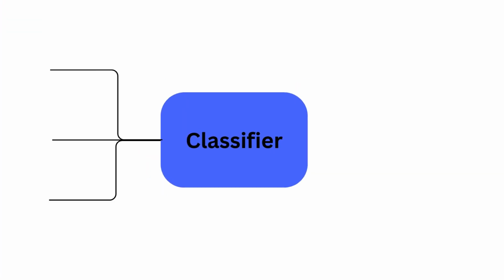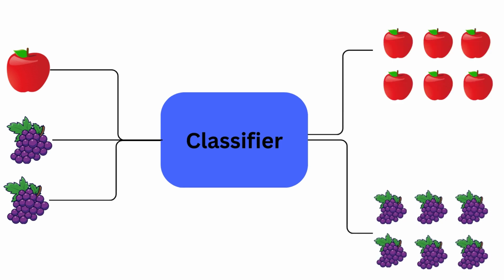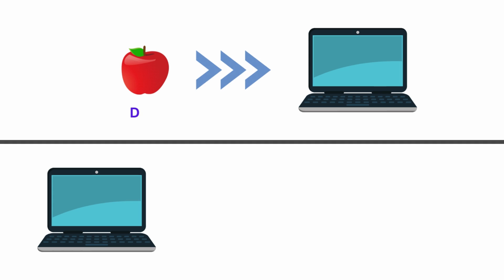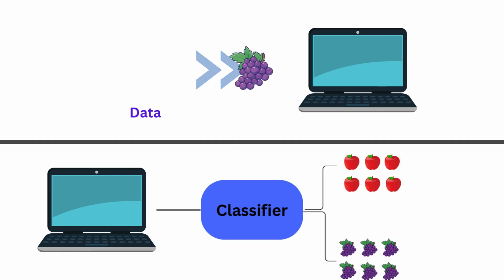A classifier is a type of machine learning model that is used to categorize or classify objects, data, or information into different groups or classes based on their characteristics. It works by learning patterns from a set of labeled examples, training data, and then using those patterns to classify new, unseen data.